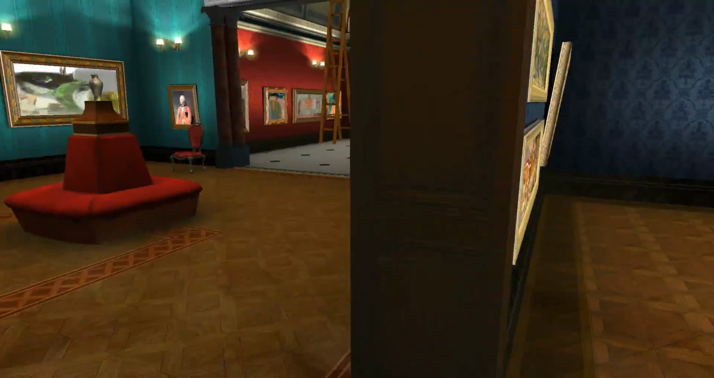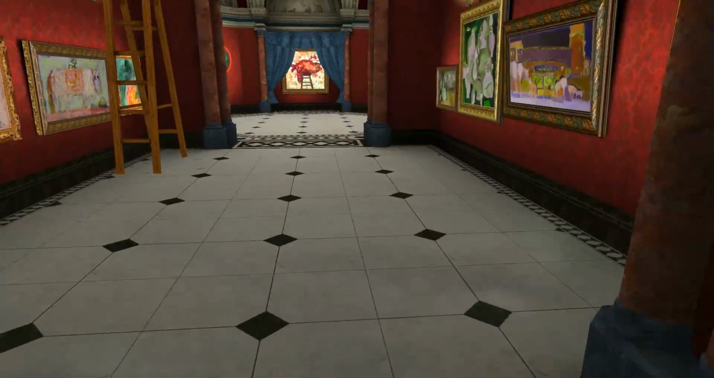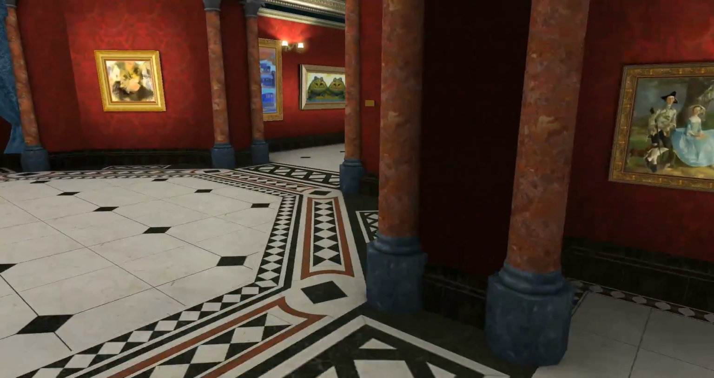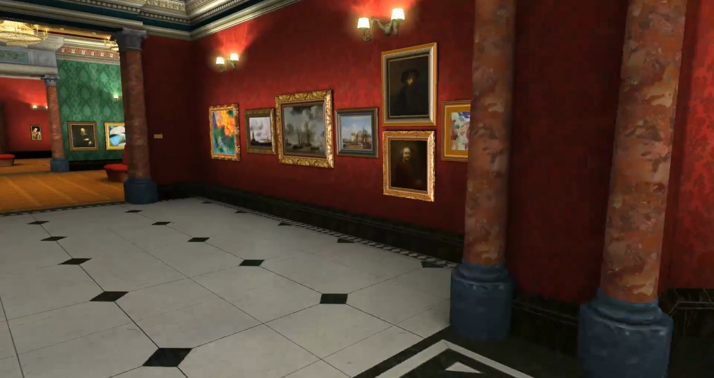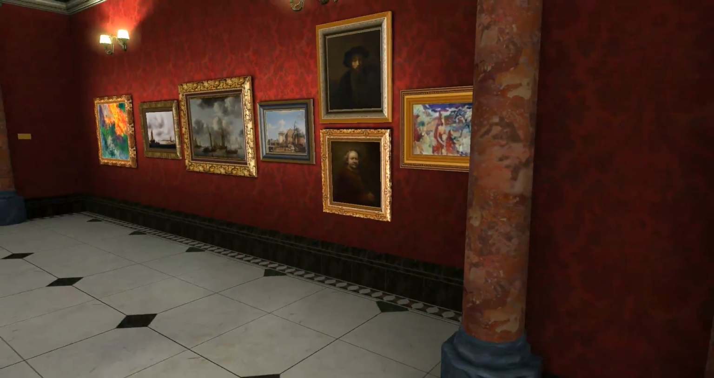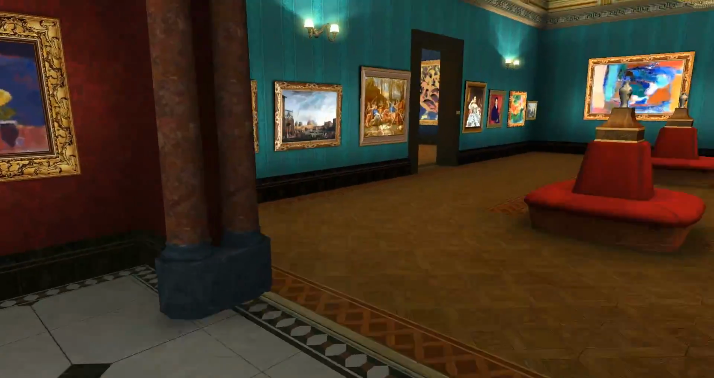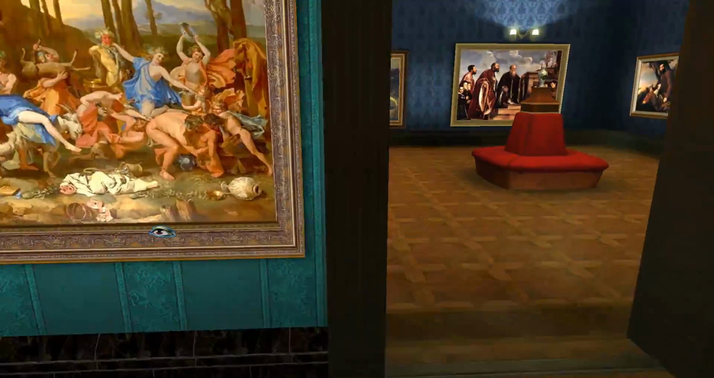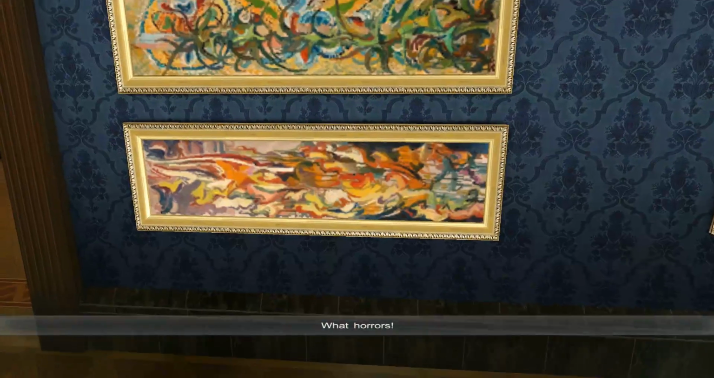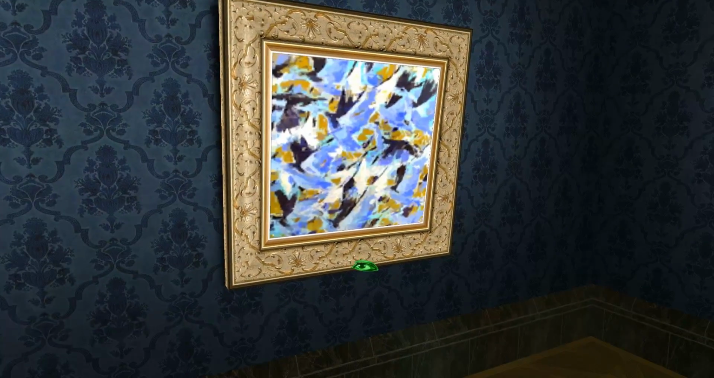Now, where did I count from? Because it might be that I counted... Did I count from this one, or did I count from this wall? Right, 1, 2, 3, 4, 5, 6. And these are all horrors! What horrors! Aren't they?